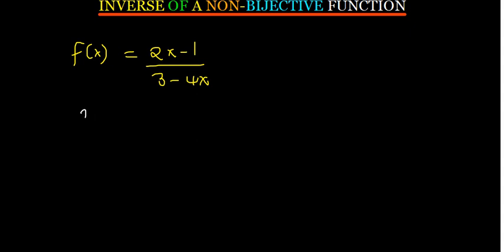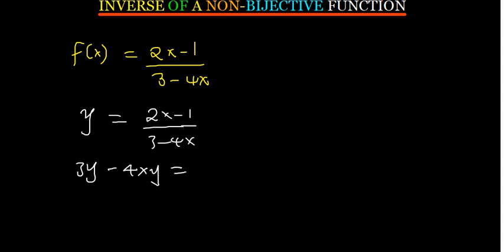Find the inverse. We know that to easily say this is y is equal to 2x minus 1 divided by 3 minus 4x. Now our aim is to make x the subject of the formula. So we do the cross multiplication. We are going to get 3y minus 4xy, and that is going to be equal to 2x minus 1. Everything with x, take them to the same side. I'm going to take this term this side because it has got x, and then take the 1 to the other side, to be 3y plus 1 is equal to 2x plus 4xy.